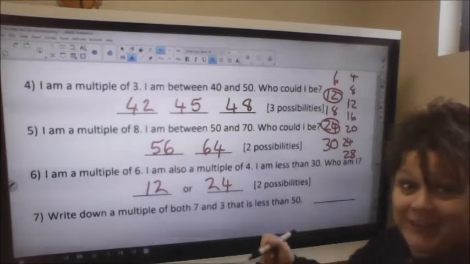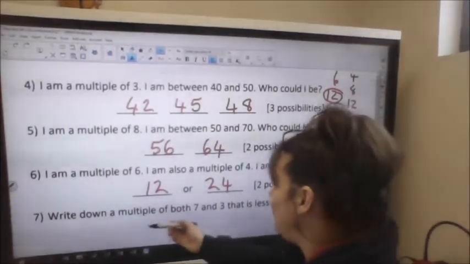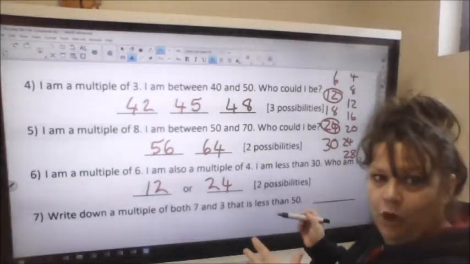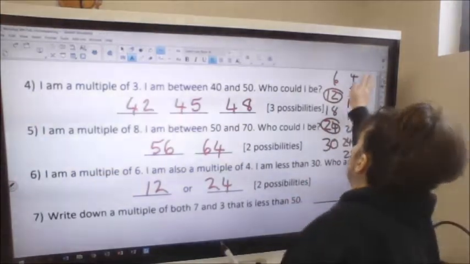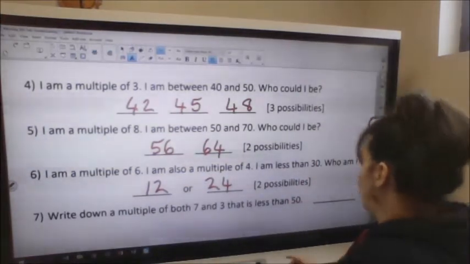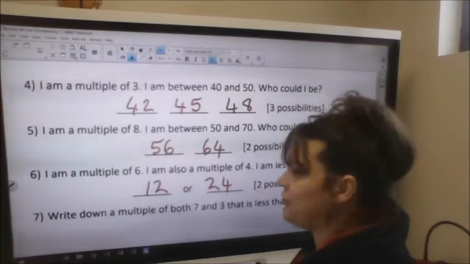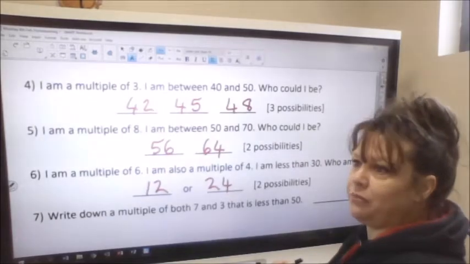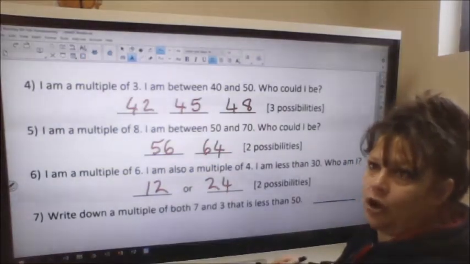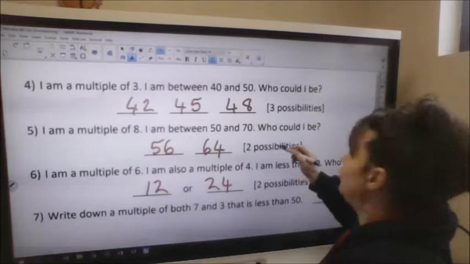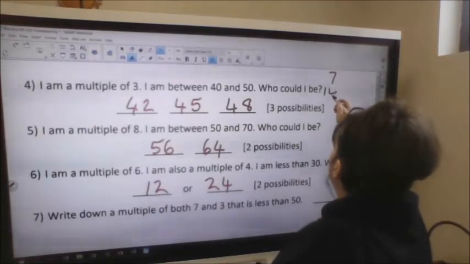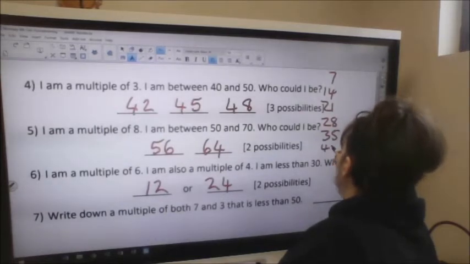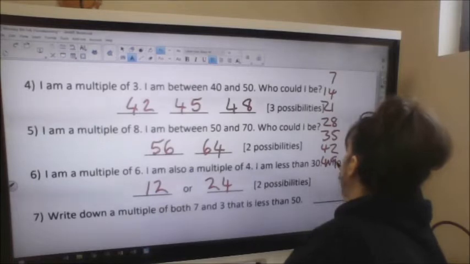How did you do with that? Hopefully you got it. And then write down a multiple of 7 and 3 that's less than 50. So we do the same thing for that one. Okay, so I'm going to rub that out. And this time I want my 7 times table and my 3 times table. And I've got to go in my 7 times table up to 50, not above. So I'm going up to 7 times 7 is 49, isn't it? So 7, 14, 21, 28, 35, 42, 49.